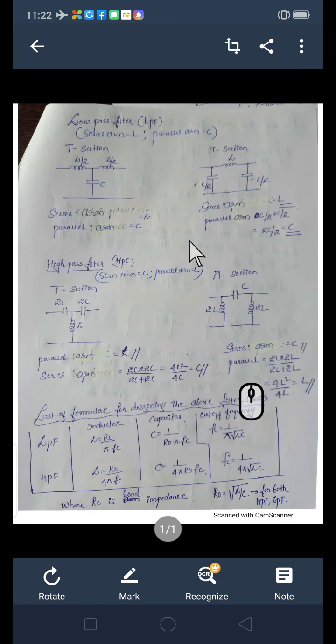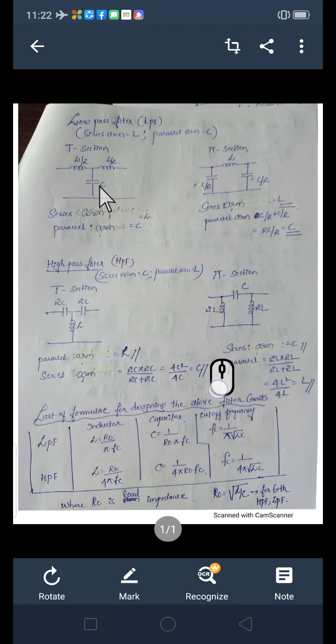Students, in this video we will be studying prototype low pass filter and high pass filter. In the previous video we studied passive filters. Now another type of filter which you have for your syllabus is prototype filters. In that there are only two types, low pass and high pass, but each has a T section and a pi section.